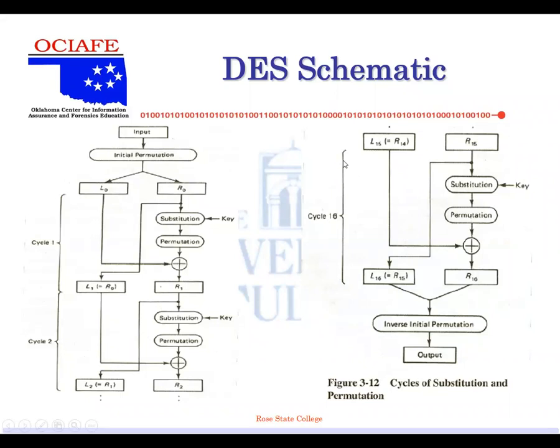Then after we've done this 16 times, we undo what we did initially, and then we're finished. So far, so good? I haven't showed you really the workings of anything yet, but that's the general idea. How many cycles are there? 16. People get that wrong all the time.